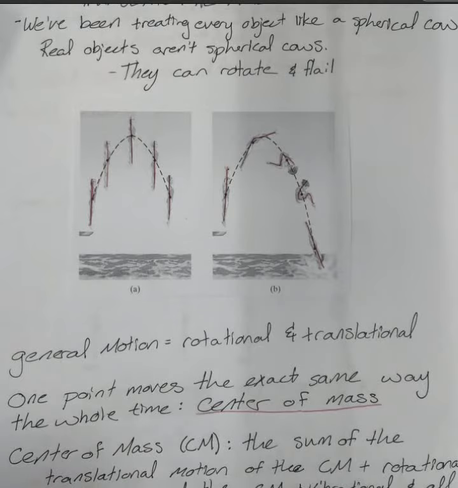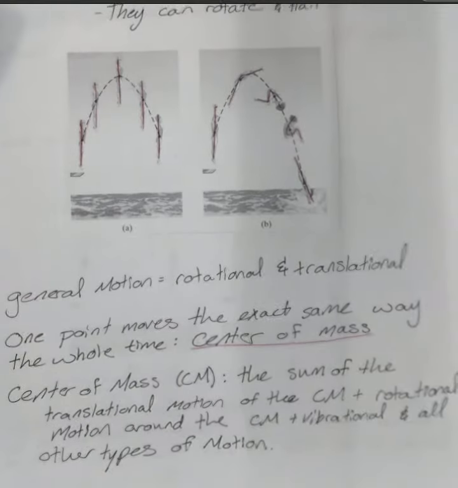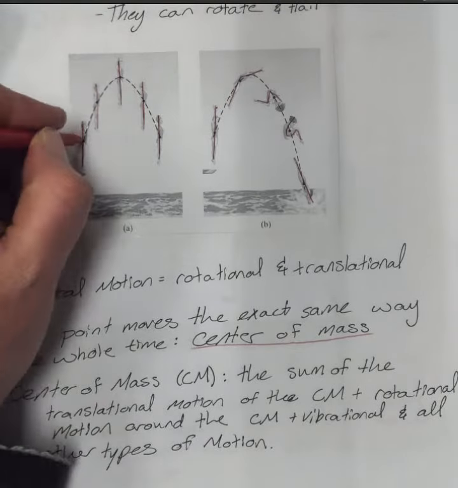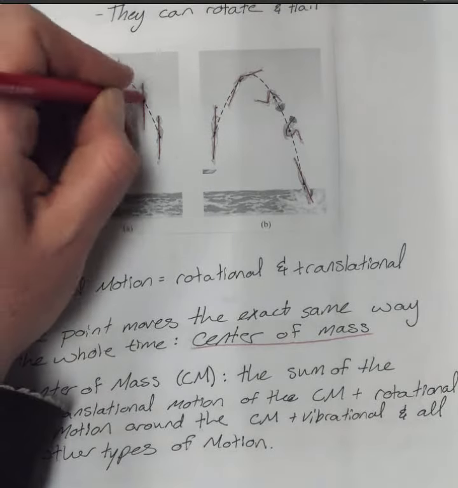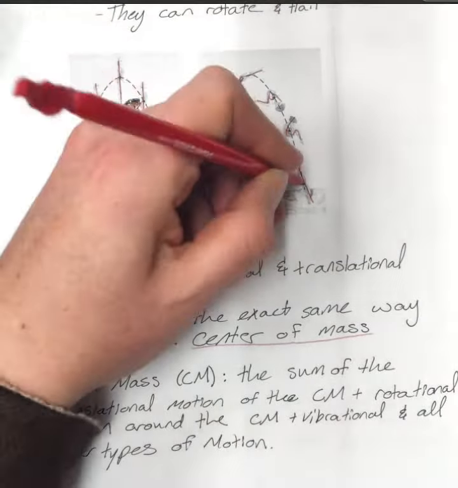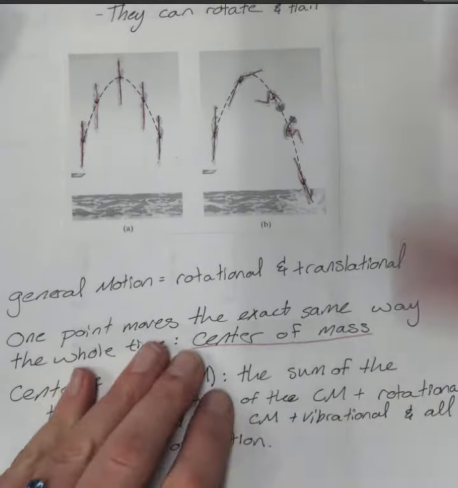So we give the definition of center of mass, which is the sum of the translational motion of the center of mass plus the rotational motion around the center of mass, and all of the vibrational and all other types of motion. So the center of mass gives us the sum of all motions. The center of mass gives us this net pathway to travel regardless of how the rest of the object travels. So it's really convenient to know how to find the center of mass.